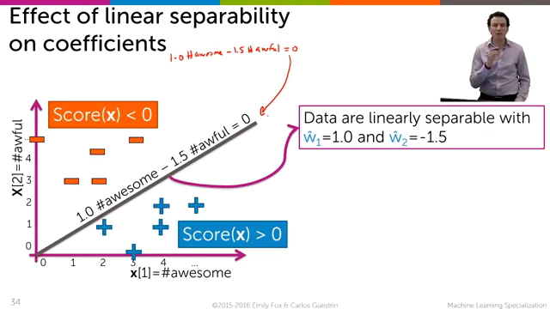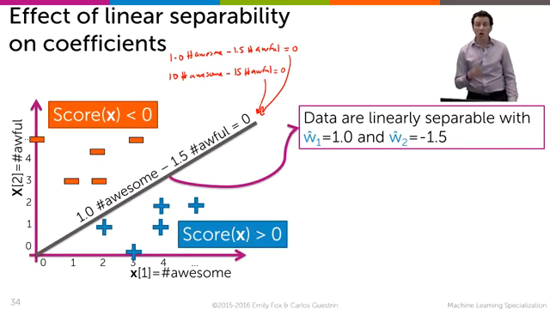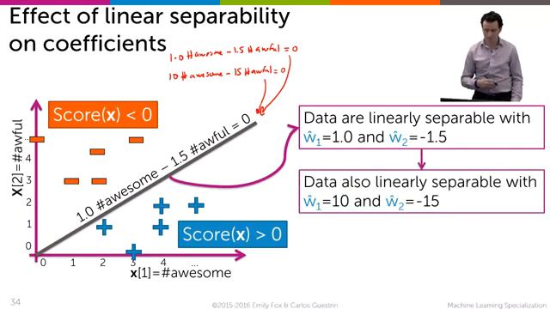Now what happens if I multiply both sides of that equation by 10? I get 10 number of awesomes minus 15 number of awfuls on the left side, and if I multiply 0 by 10, I also get 0. So it turns out that that bigger coefficient also separates the data in exactly the same way. And guess what?